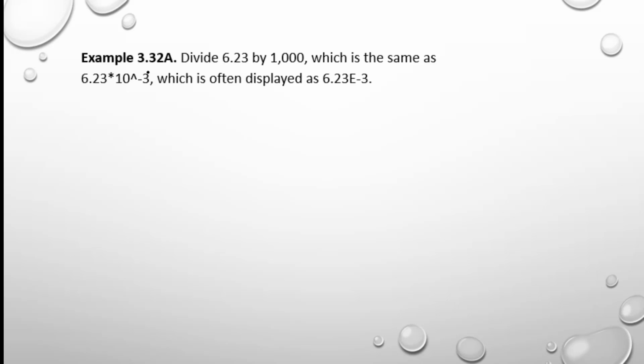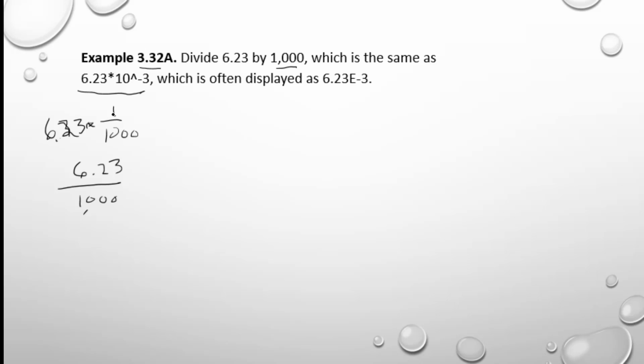So in this example, 3.32, we're going to divide by 1,000. That's the same as this here. And let me just explain this. 10 to the negative 3 is 1 over 1,000. Taking 6.23 and multiplying it by 1,000 is the same as taking 6.23 and dividing it by 1,000.